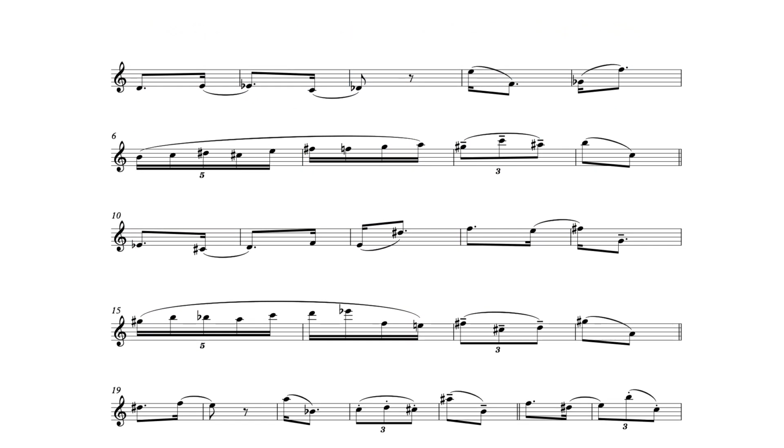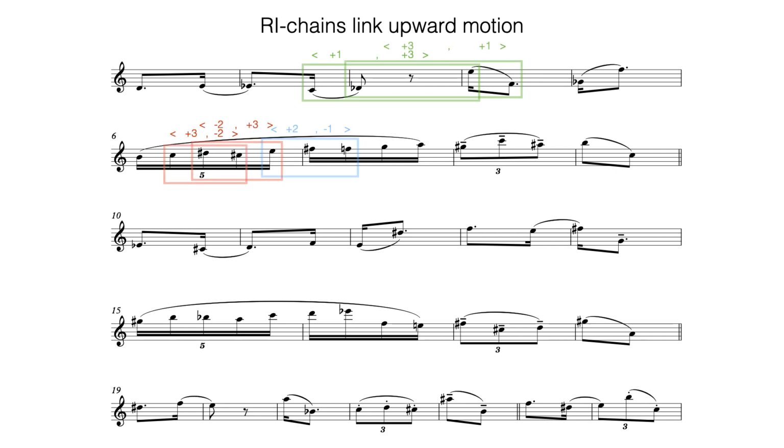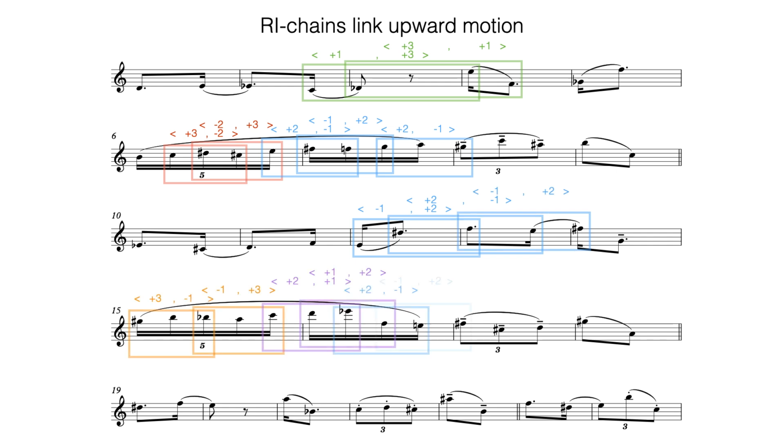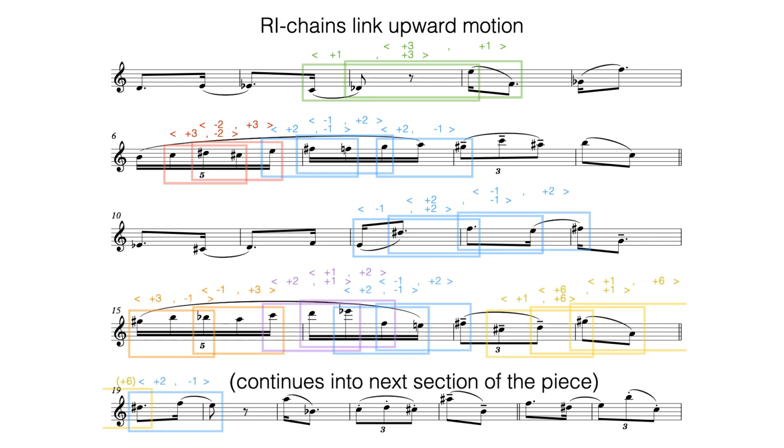Sometimes we get a sense of the melody creeping slowly in some direction, usually upward. This occurs particularly when this motive or closely related motives are bound together into RI chains. The final chain connects the end of this section of the piece with the beginning of the next one.